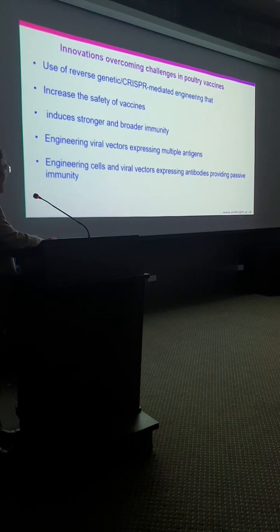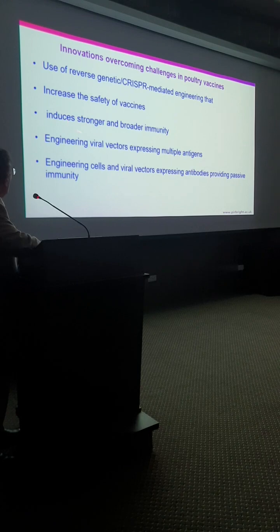So therefore new innovation is required, and we are using reverse genetics or CRISPR technology to engineer the virus, which can increase the safety of the vaccines, which I will cover later. Safety means, for example, a high path virus we cannot use for production. We need high containment, and the expense to maintain a high containment facility is more than actually producing the vaccine.